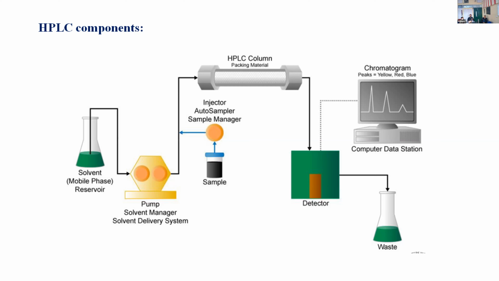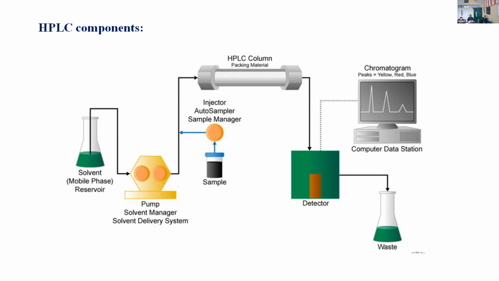If there are two parts of the mobile phase, like one water and one alcohol, the solvent manager is responsible for maintaining the proportion of solvents as recommended, as per the command. The next part of HPLC is the injector. Through the injector we inject our sample onto the column, and it may be manual or automatic.